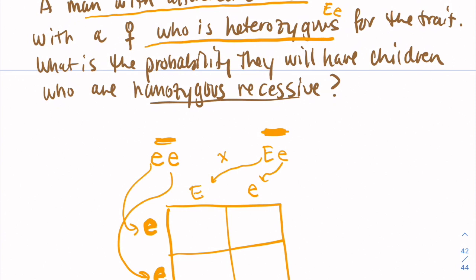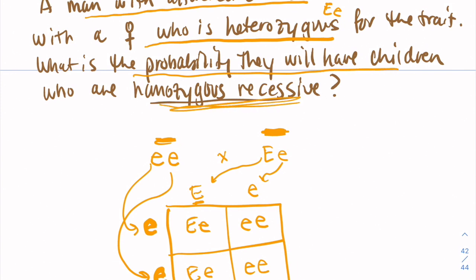Okay, so let's fill in the boxes. Capital E at the top of this one here goes in here. End up with this. Here we go. So, what did we ask here? What is the probability that they will have children who are homozygous recessive? So we're looking for homozygous recessive, which is 2 lowercase e's, 2 recessive alleles. This one out of 4, so 2 out of 4, or 50% chance.